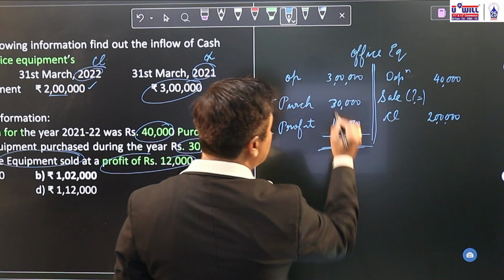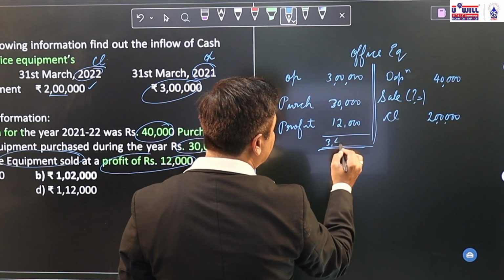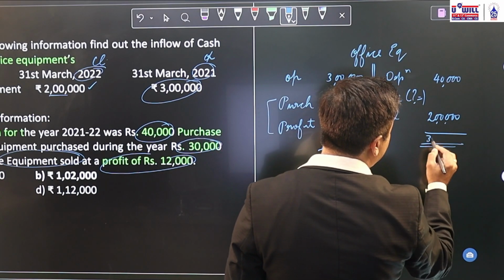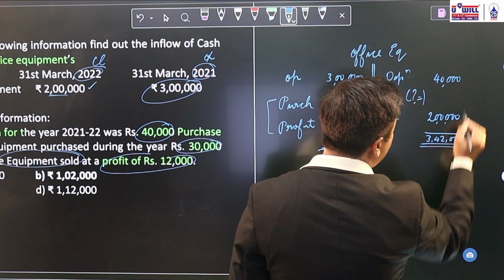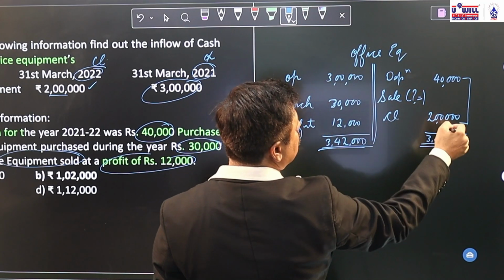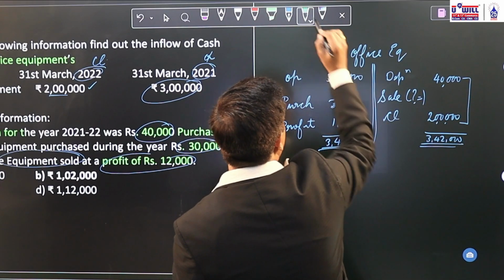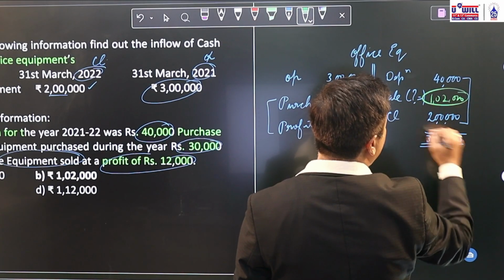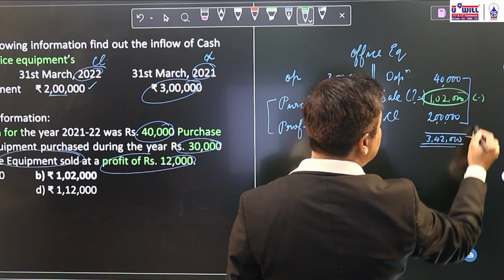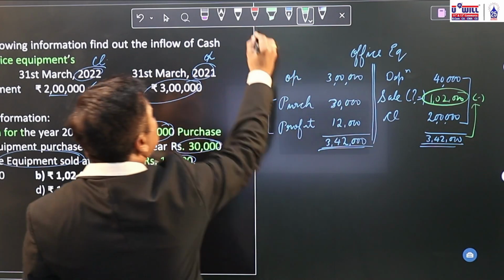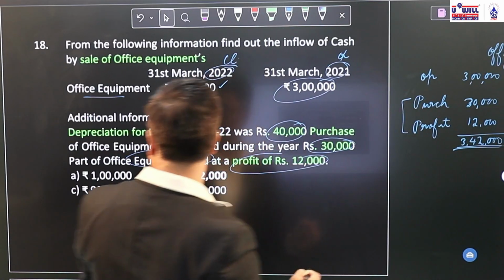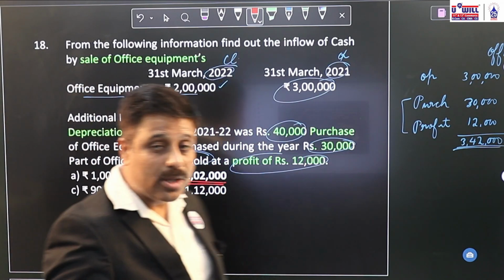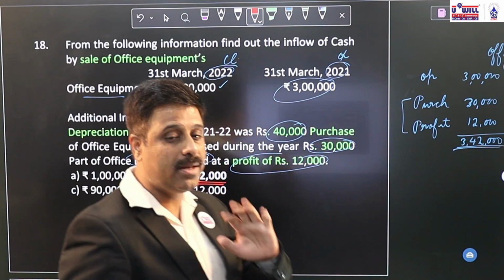You all can see this total 3,42,000. From 3,42,000, if you minus 2,40,000, 1,02,000 will remain. 3,42,000 minus 2,40,000. How much will remain? 1,02,000. In which option do you have 1,02,000? Option B. So 1,02,000 is the part of the equipment which would have been sold. Okay.